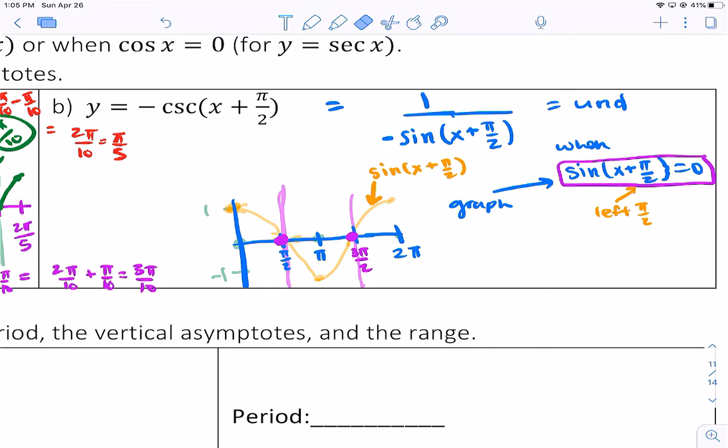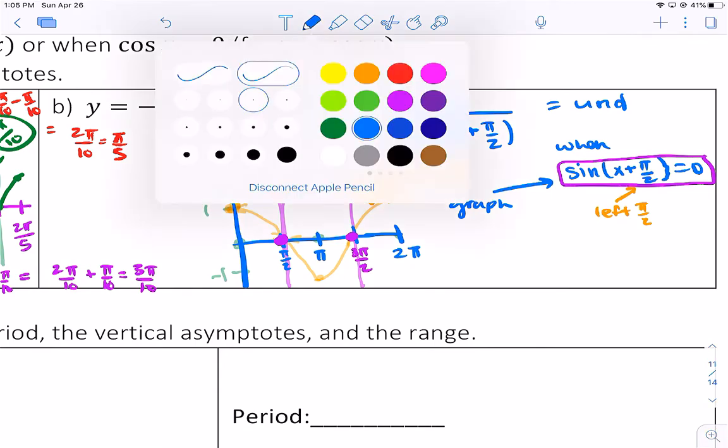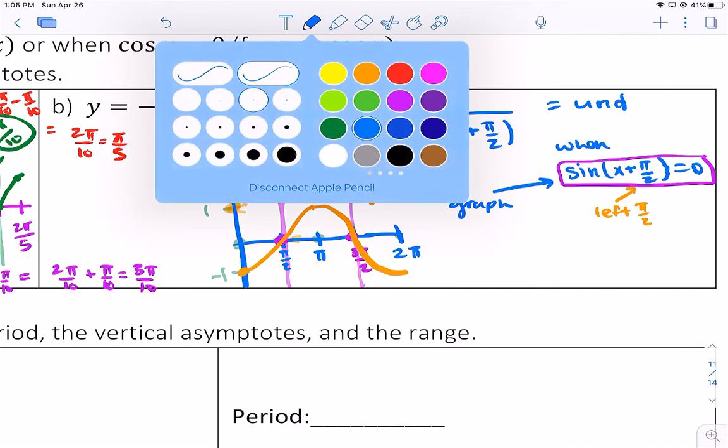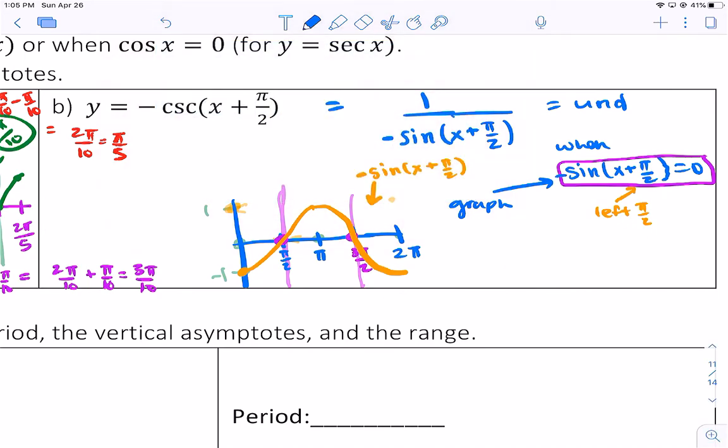So it's this graph, but when I throw a negative in front of it, it's a reflection across the x-axis, so it's actually starting low. So it's going low, then to the max, then back down. So there's the graph of negative sine of x plus pi halves. Again, sorry, we need that negative in front here. So it needs to be a negative of that. Okay, but the vertical asymptotes, it's still crossing the x-axis at the same place, so that didn't change.